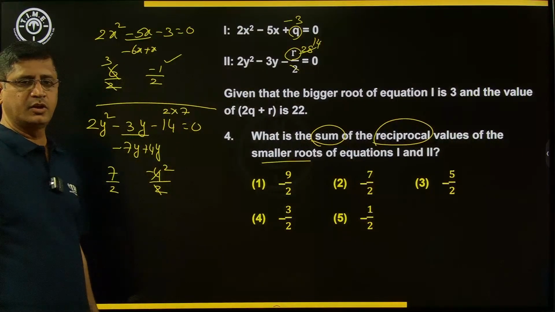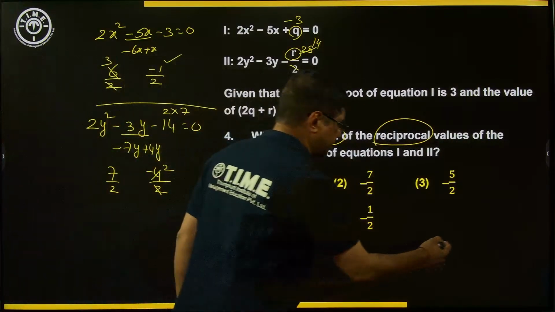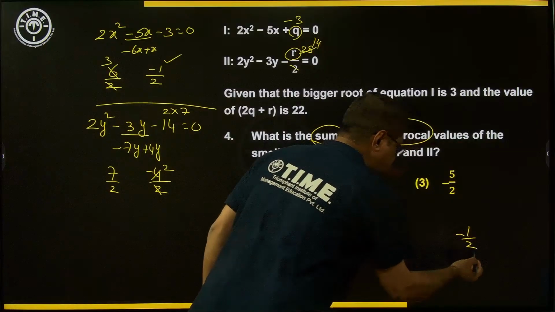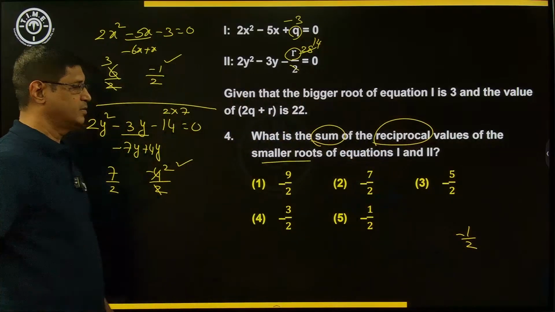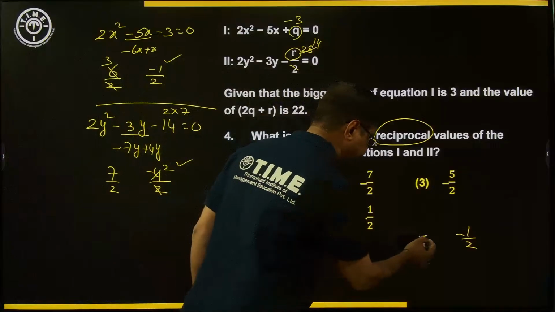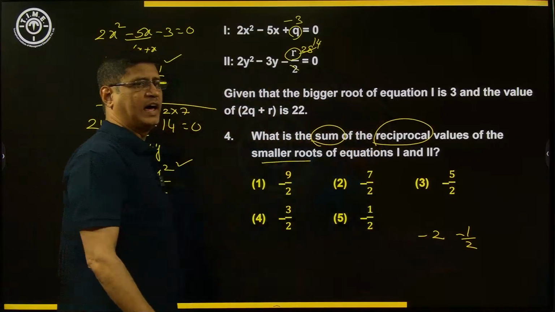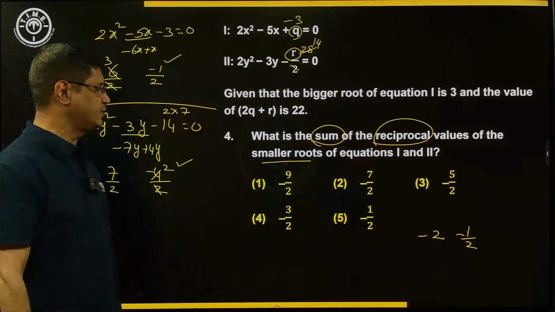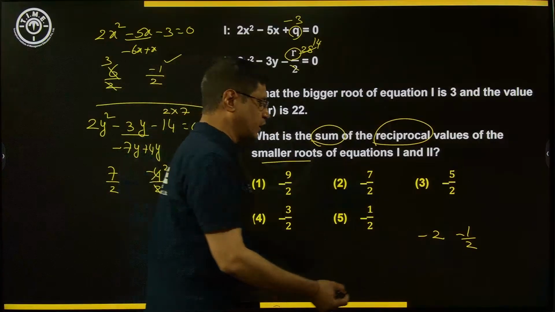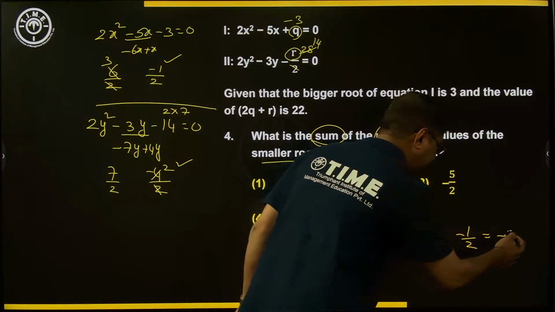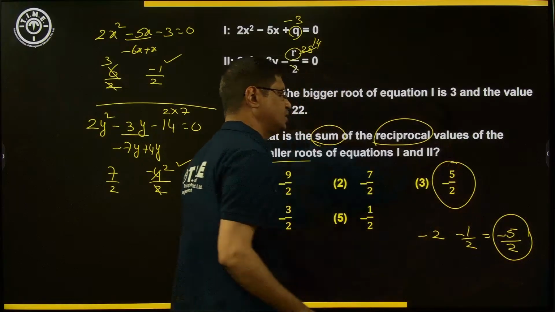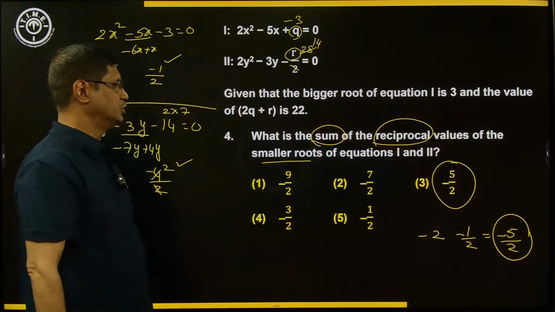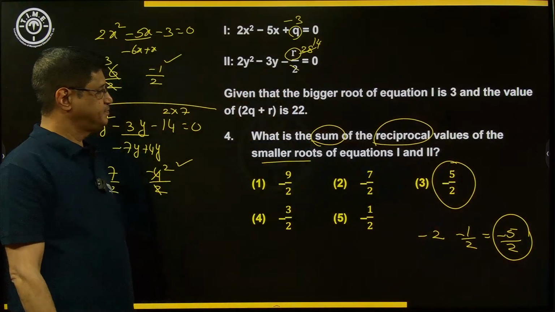In the first quadratic equation, the smaller one is minus 1 by 2. In the second quadratic equation, what is the smaller? Minus 2 is the smaller. Sum of these two values is the answer. How much is the sum of these two? Minus 2 minus 1 by 2, that is minus 5 by 2. The right choice, option number 3. Third choice is the right answer.